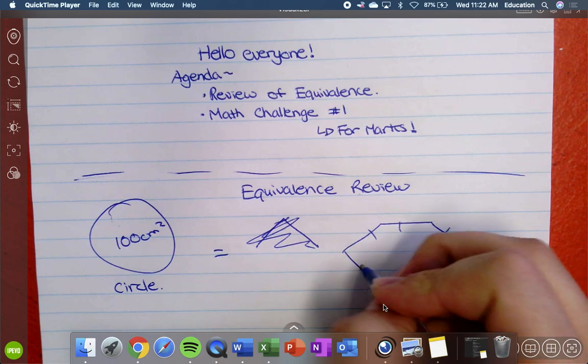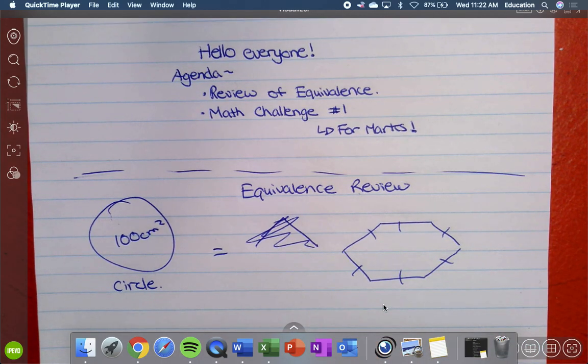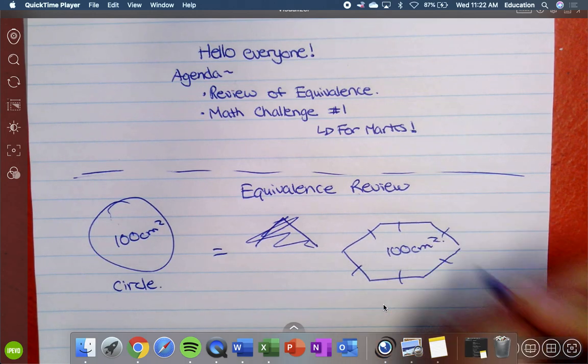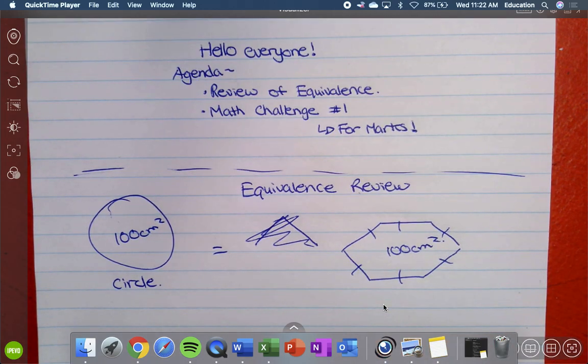So here I have a regular hexagon, okay? So note that it's a hexagon. And I want to fill this hexagon up with 100 centimeters squared of area. So they're equivalent. My circle and my hexagon are going to be the same. Here I already told you the area, so there's no solving really necessary. You don't need to derive the area from the radius. Like you're going to see in your assignment today, that's what you'll have to do. This is entirely possible for a hexagon if I have no information here.